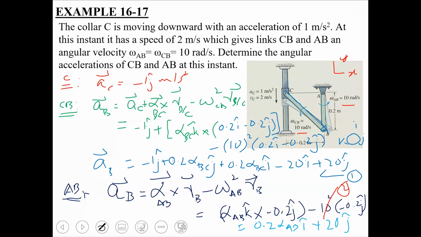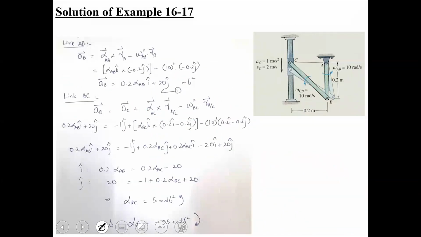Since it is a vector equation and both of them represent the absolute velocity of B, comparing 1 and 2 and then comparing the coefficients on both sides of this equation, the i coefficient gives 0.2 alpha AB equal to 0.2 alpha BC minus 20. Comparing the j coefficients, the 20 on the left hand side with j would be equal to minus 1 plus 0.2 alpha BC plus 20.